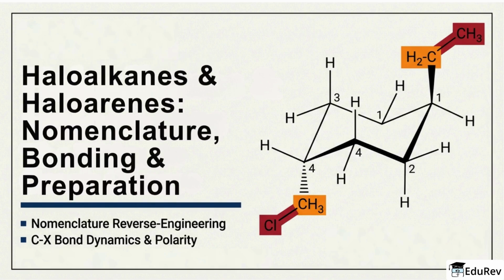This chapter is about building control over haloalkanes and haloarenes, not just remembering reactions, but understanding how naming, bonding, and preparation connect. We'll move through three layers: how to name them correctly, how the C–X bond behaves, and how these compounds are actually prepared. Once these three are clear, most questions stop feeling random.